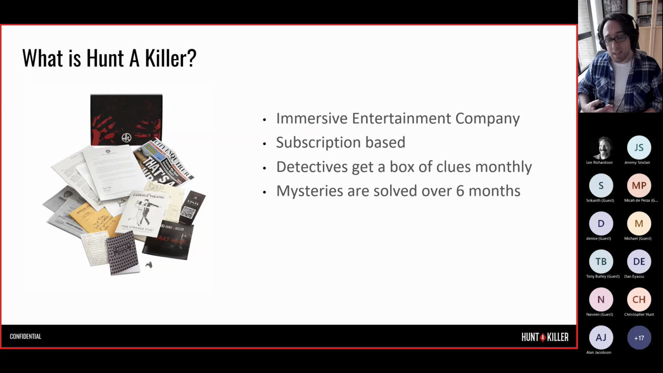One of the interesting things about this is also, in addition to physical evidence, there are a large amount of in-world websites, applications, and even conversational AIs that again support the immersion into this murder mystery.